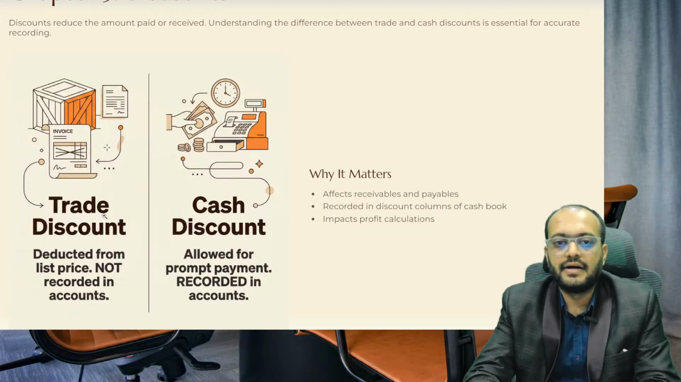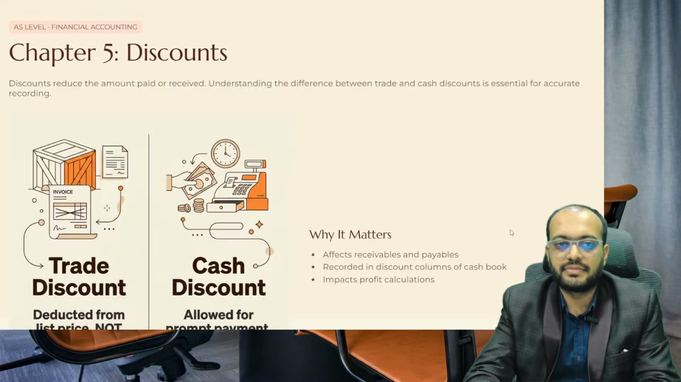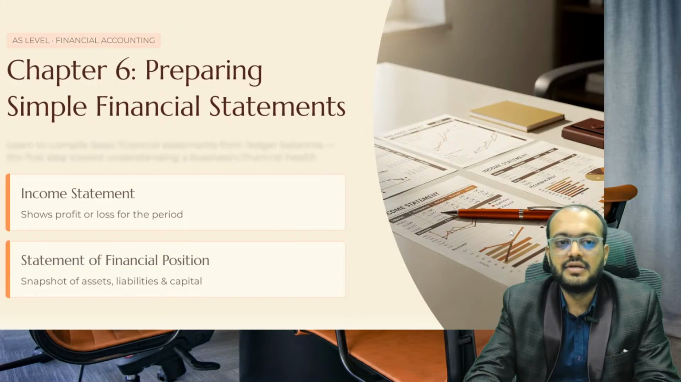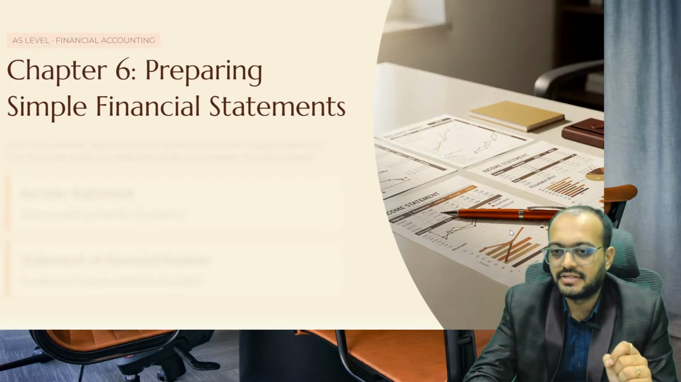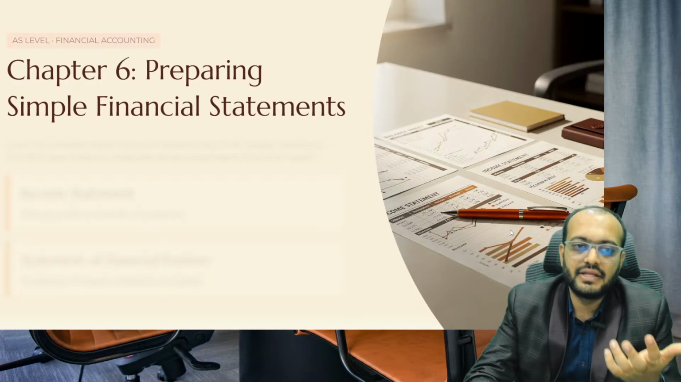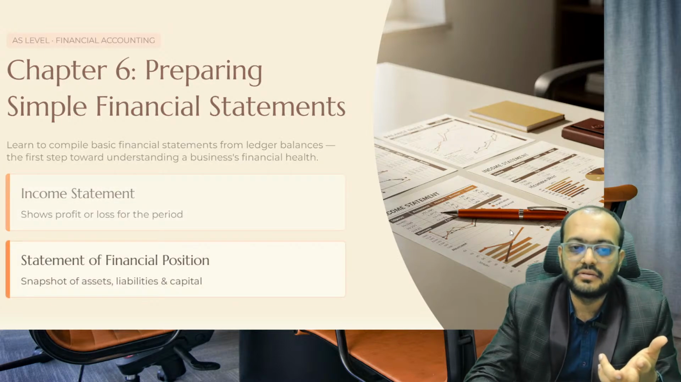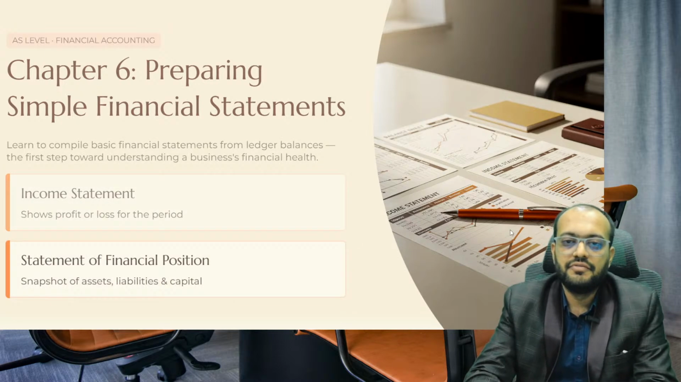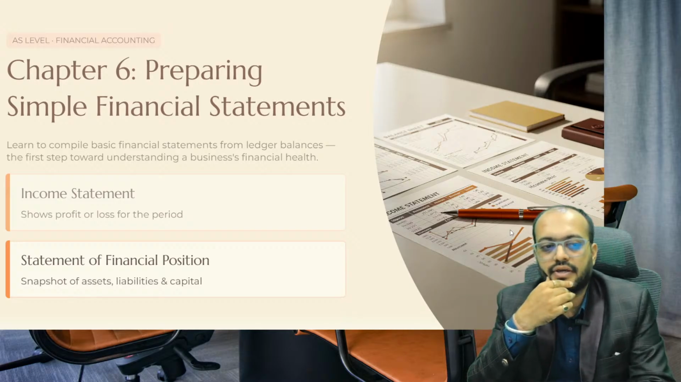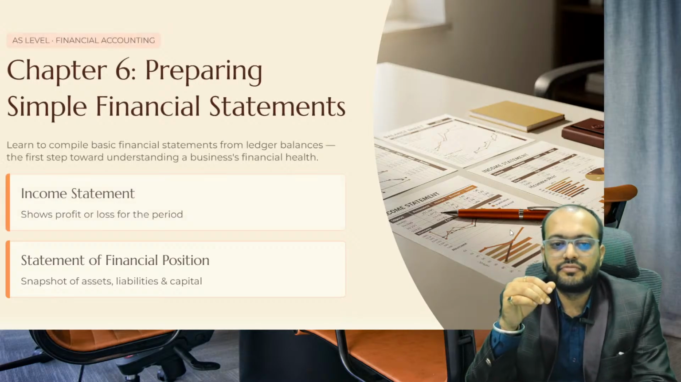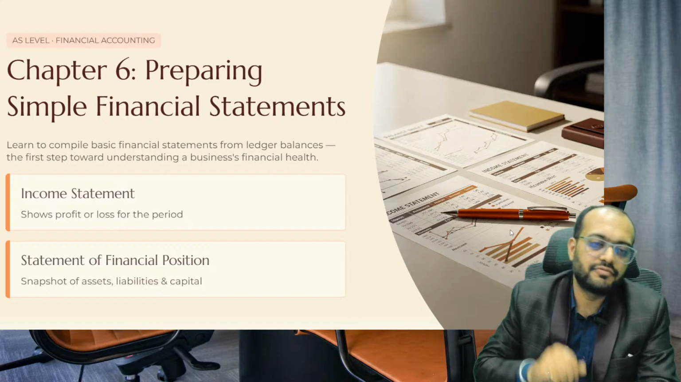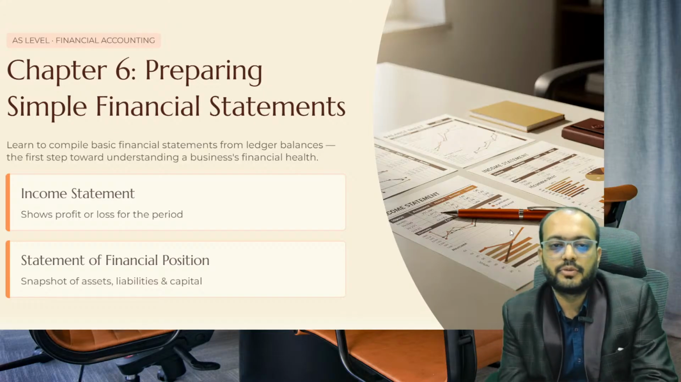Next part, next chapter number 6 is preparing simple financial statements. Of course, this is one of the main aims of doing accounting, because at the end of the year we have to prepare the income statement and the statement of financial position, which is also known as the balance sheet. Okay, so the income statement and statement of financial position form part of the financial statements. This topic is definitely important.